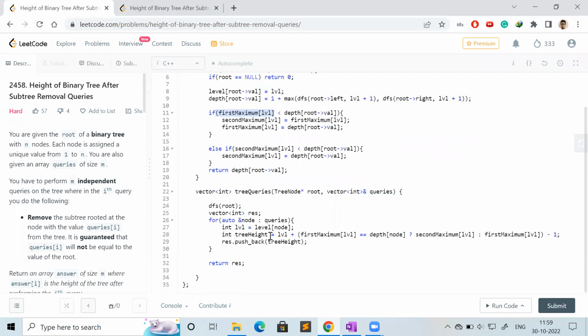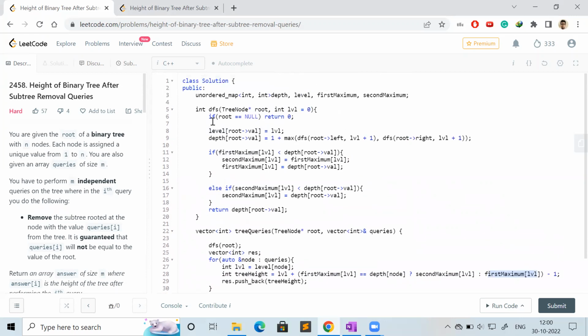Then for answering each query, we get the level of that node, and then we get the tree height. How do we get it? The same thing that we discussed. It will be level plus, then we check whether first maximum at that level is equal to the depth of that node. If it is, then we go to the second maximum of that level. If it is not, then we can easily take the first maximum. So we take first maximum of that level minus 1. Then we push it back to the result array, and then finally we return the result array.